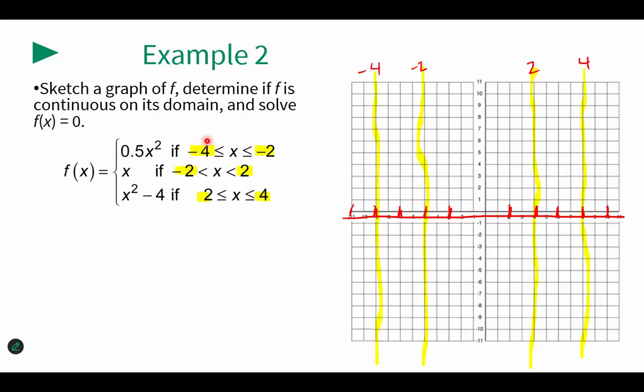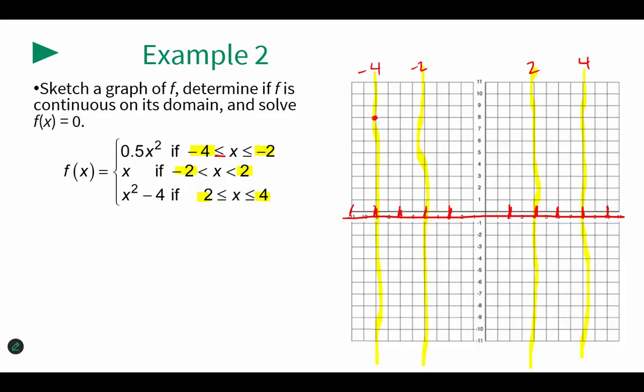My first interval, its lower bound is -4. So I'm going to substitute -4 in. -4 squared is positive 16. Half of 16 is 8. So at -4, I'm going to 8. And it's going to be a closed circle because it's equal to. Did we see that? Okay.